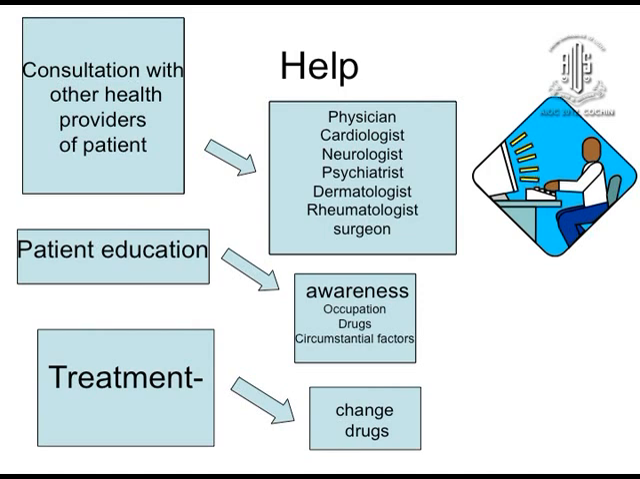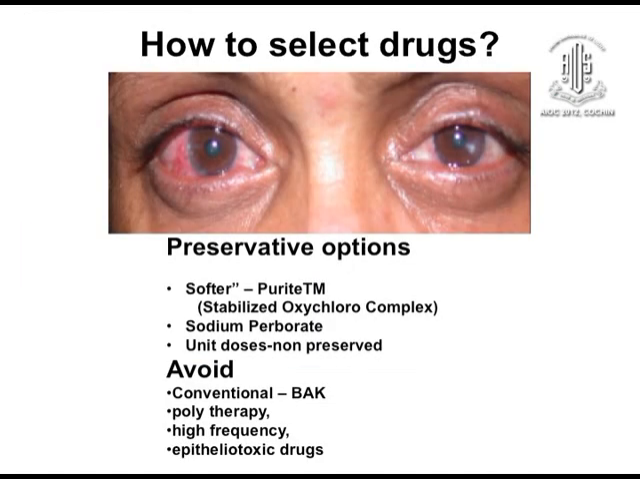And then where do we come in? Treatment: we change the drugs as far as possible for these patients. For us, how do we select drugs? The best way is to select drugs with minimum preservative, or unit doses which are non-preserved. Now that we have many options, it is always better to give unit doses without preservatives for patients who are going to use them for a very long time. Avoid the ones with benzalkonium chloride as preservative for long-term use.